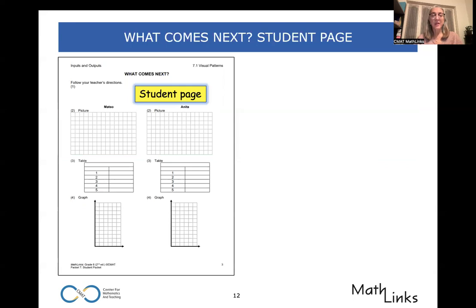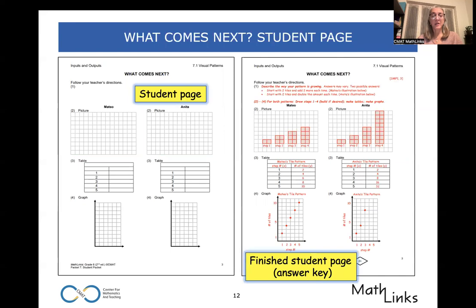Here is a student page from the student packet. As you can see, it is mostly blank and gives students organized space for their work. On the right is the finished product, which is the answer key. Now, let's look at how this plays out.